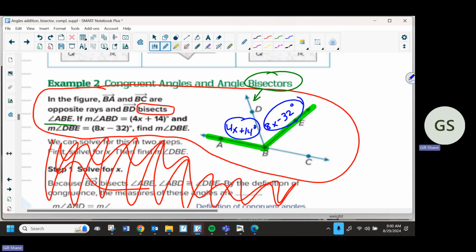So now, I got that right. Some of you are trying to add stuff together. This is not a little plus little is big problem. This is: I know that's equal to that. So I just need to create an equation where I set them equal to each other.